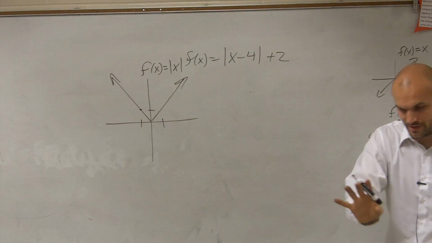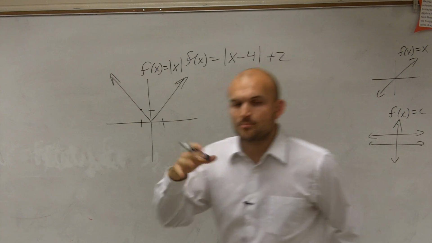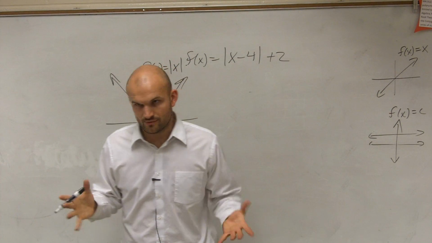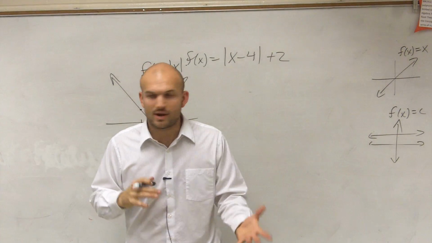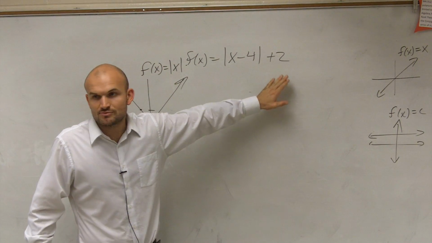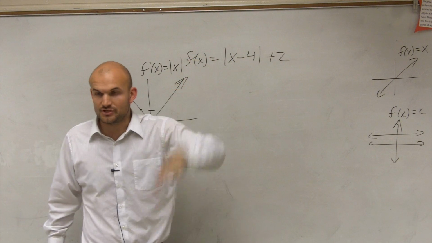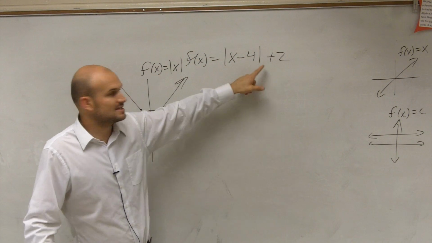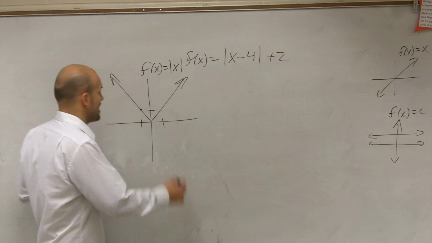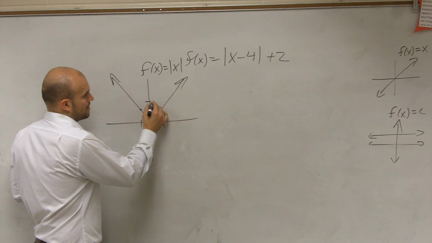Good question. Good point. Let me just go and explain. Per the notes that we've been working with, and I've showed you before why it works, when you add or subtract outside of the function, outside of my brackets, that's going to shift the graph up or down. Since this is positive, I'm going to shift my graph up 2 units.